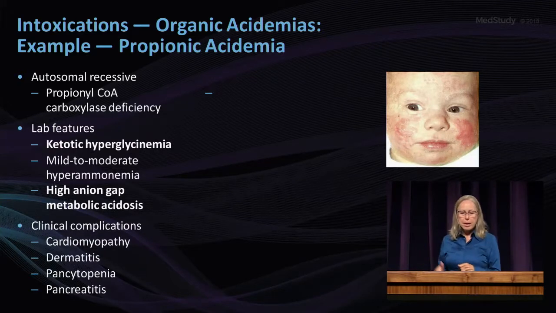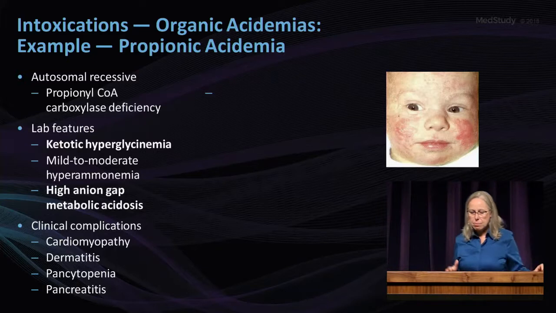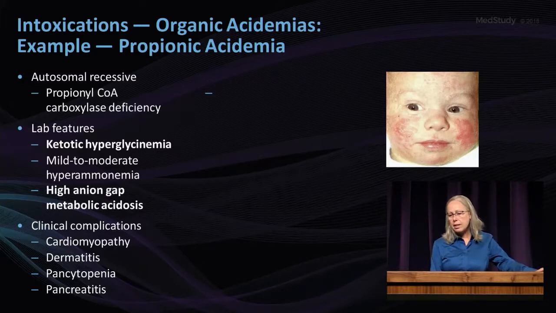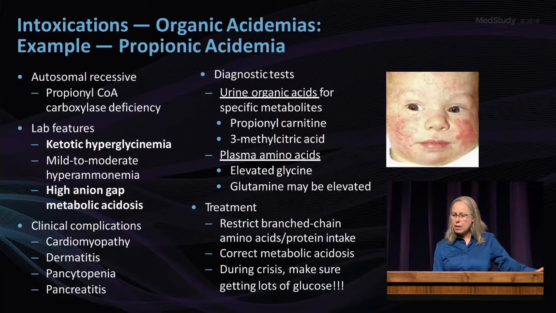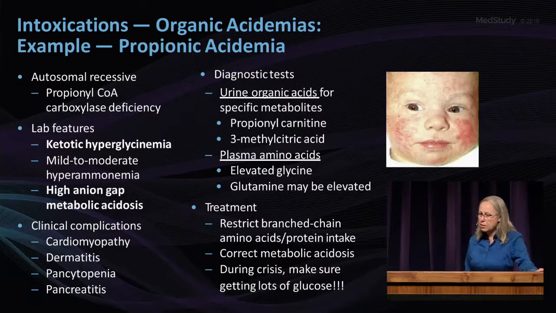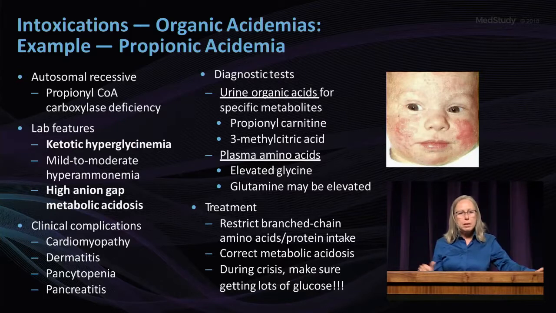Propionic can also give you cardiomyopathy, a dermatitis, pancytopenia, and pancreatitis. Urine organic acids will give you the specific metabolites like propionyl carnitine and 3-methyl citric acid, and elevated glycine on your amino acids, and the glutamine may be elevated as well. We want to restrict the branched-chain amino acids and protein intake, correct the metabolic acidosis, and during crisis, give lots and lots and lots of sugar, and don't stop.